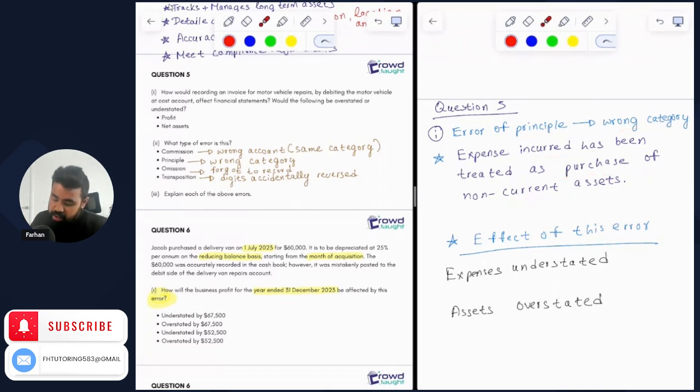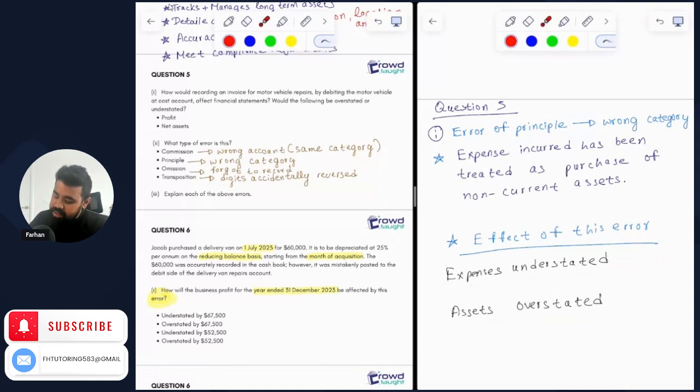Now, what is the effect of this error? So you had an expense for motor vehicle repairs, but you did not record that, right? Which means you have understated the expenses. And you recorded this as if you purchased a non-current asset, which means you overstated the assets. So based on the requirements of the question, if expenses are understated, if you are showing less expenses, then definitely your profits that you calculate in the income statement are going to be overstated. Make sense? Because we calculate profit by subtracting all expenses from the gross profit. So if you're understating expenses, then your profit is definitely overstated.